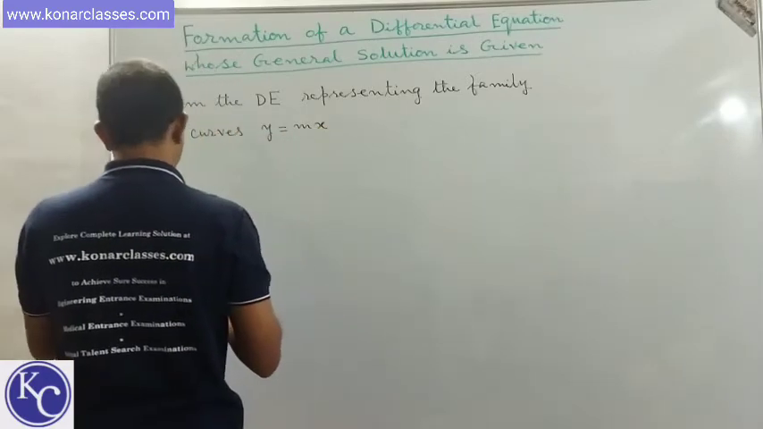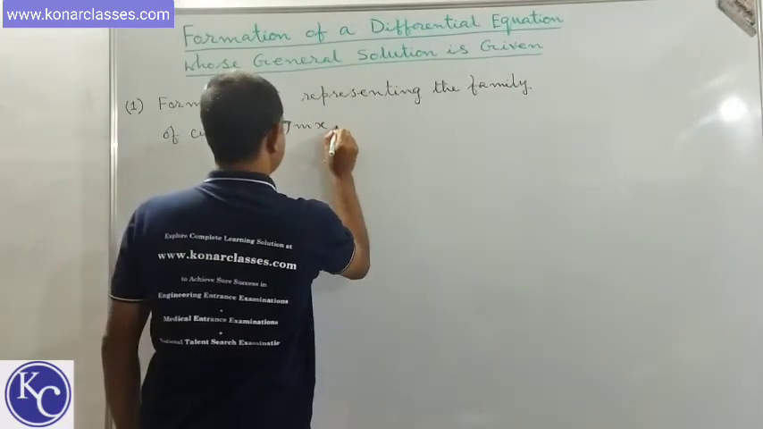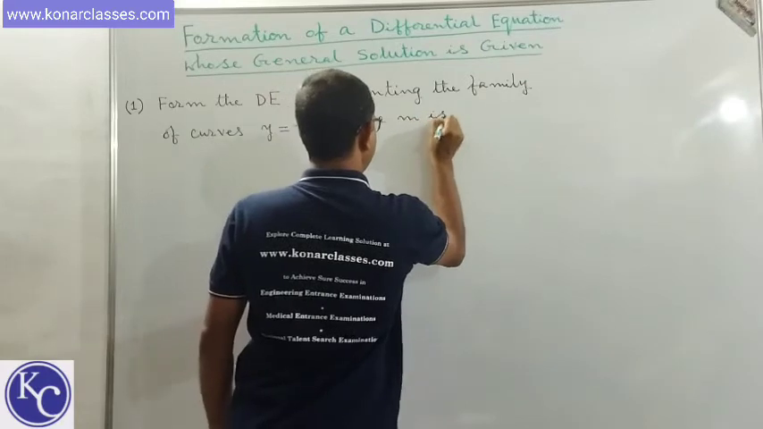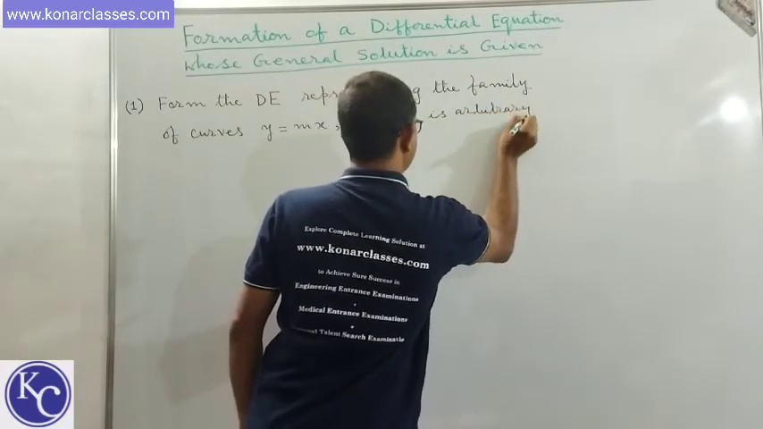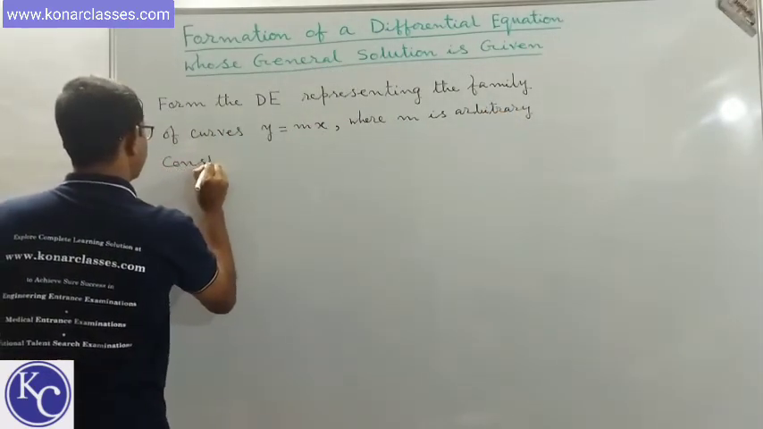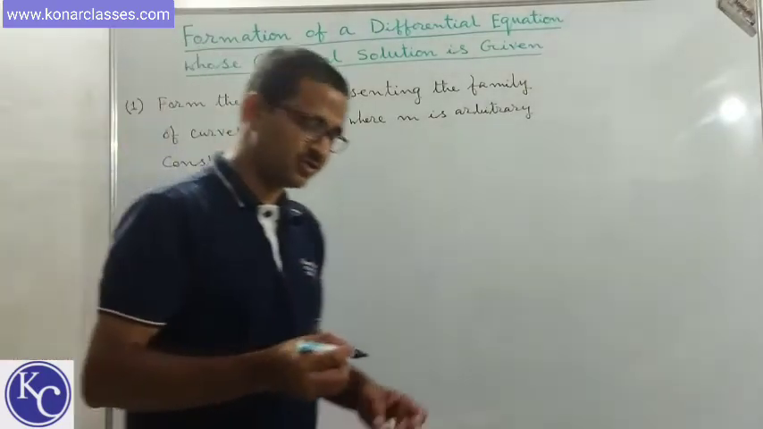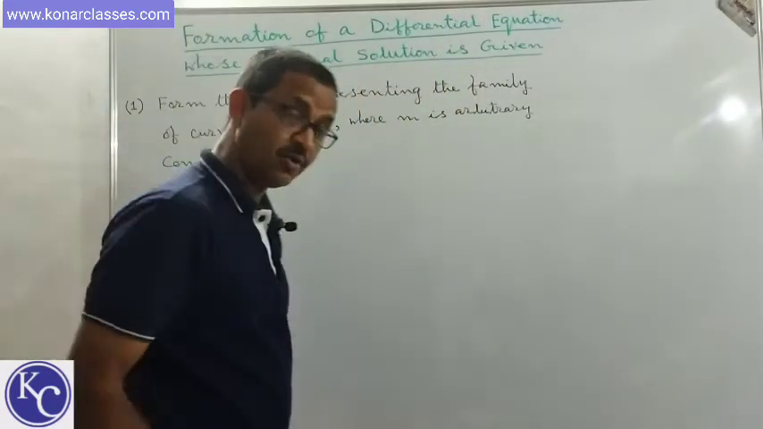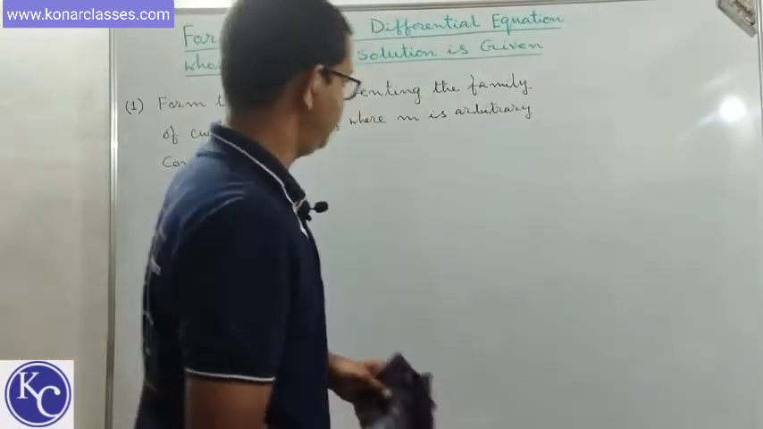where m is an arbitrary constant. That means m belongs to the set of real numbers. As you vary m, you will get different curves, and all those will be particular solutions to the differential equation which you are going to find.